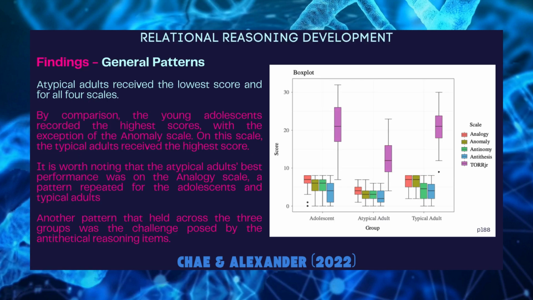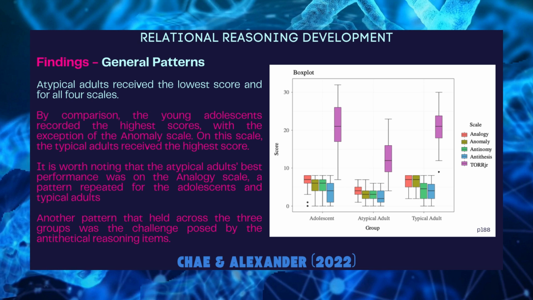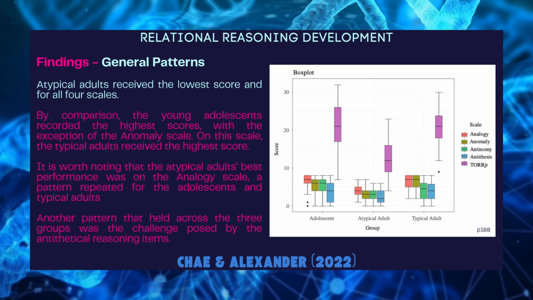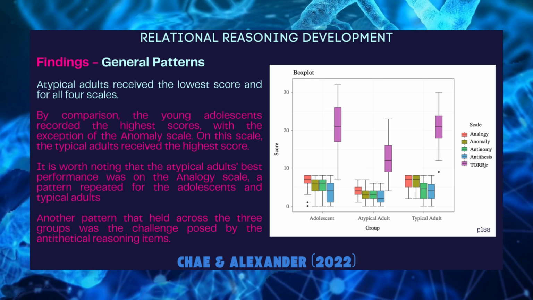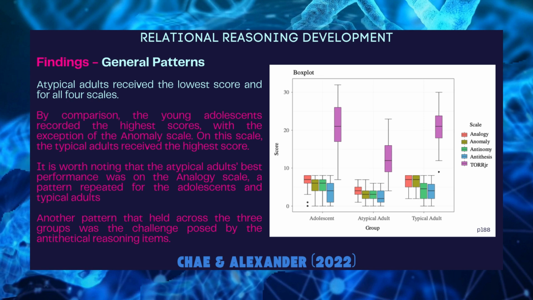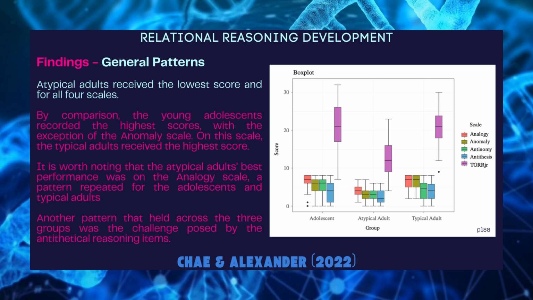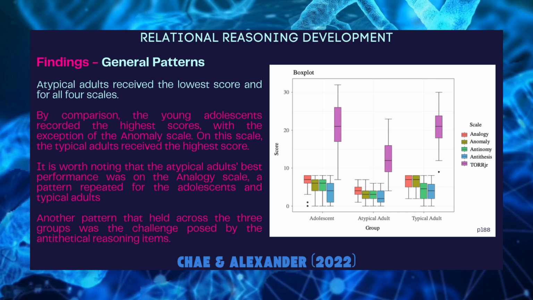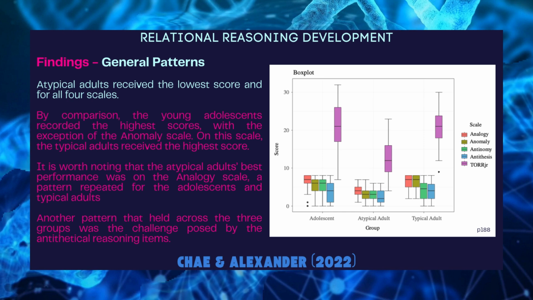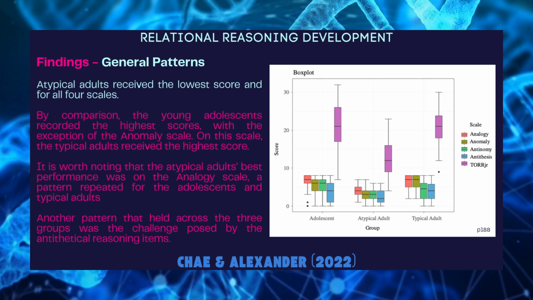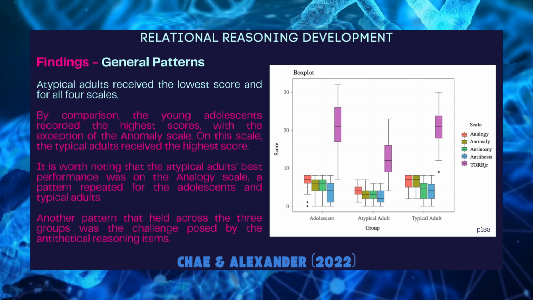Atypical adults received the lowest score on all 4 scales. By comparison, the young adolescents recorded the highest scores, with the exception of the anomaly scale. On this scale, the typical adults received the highest. It is worth noting that the atypical adults' best performance was on the analogy scale, a pattern repeated for the adolescents and typical adults. Another pattern that held across the 3 groups was the challenge posed by the antithetical reasoning items.